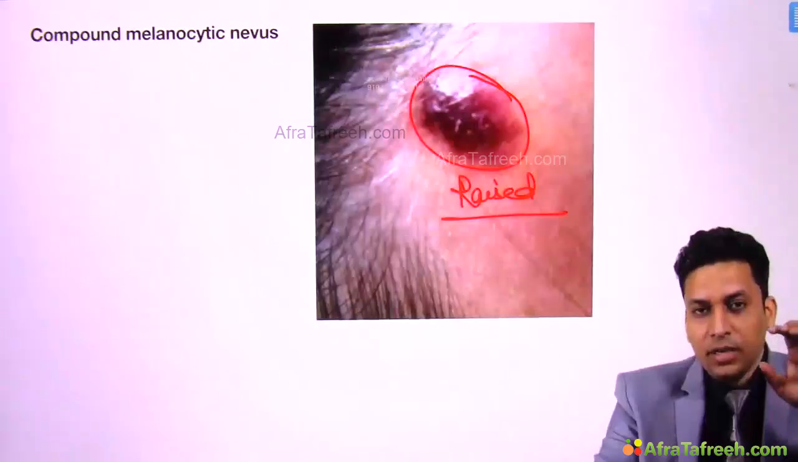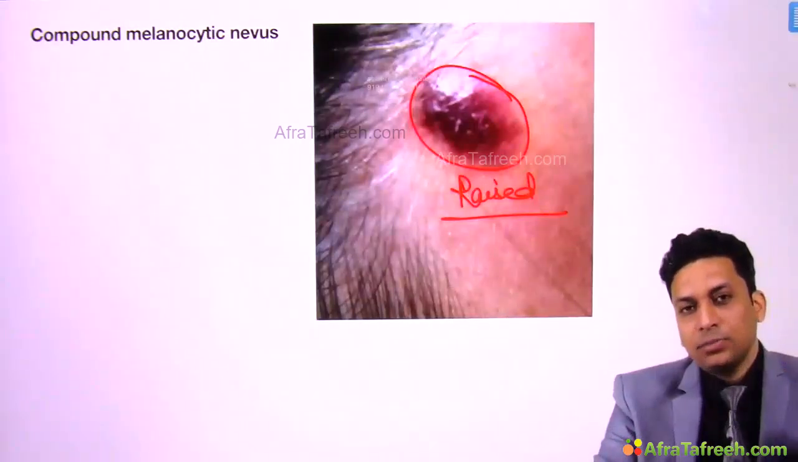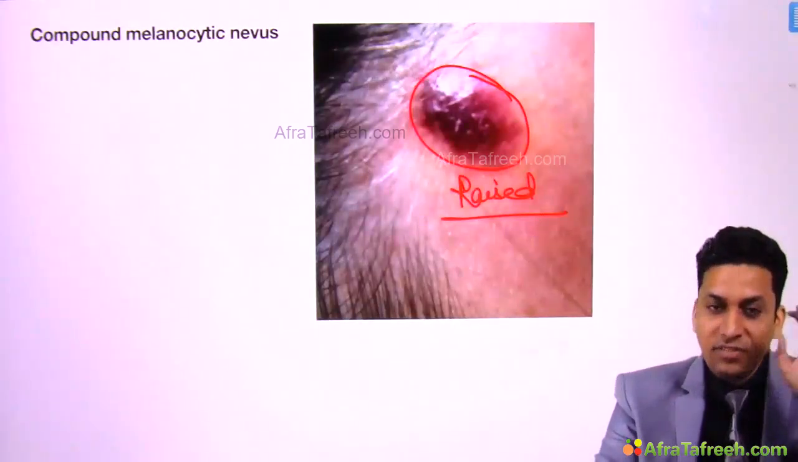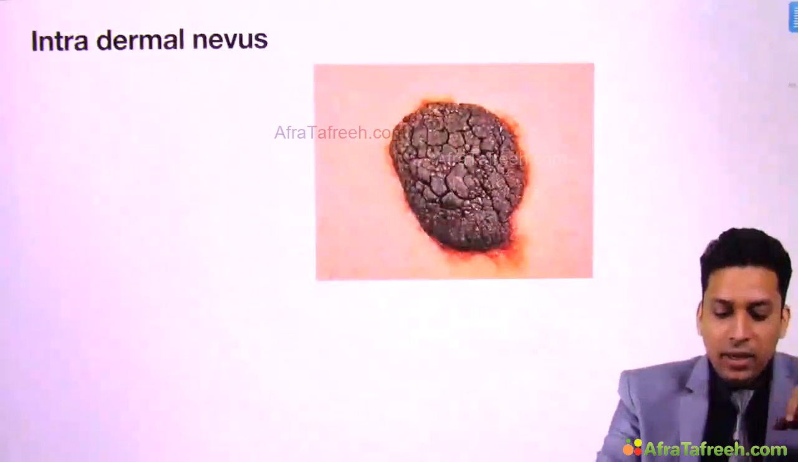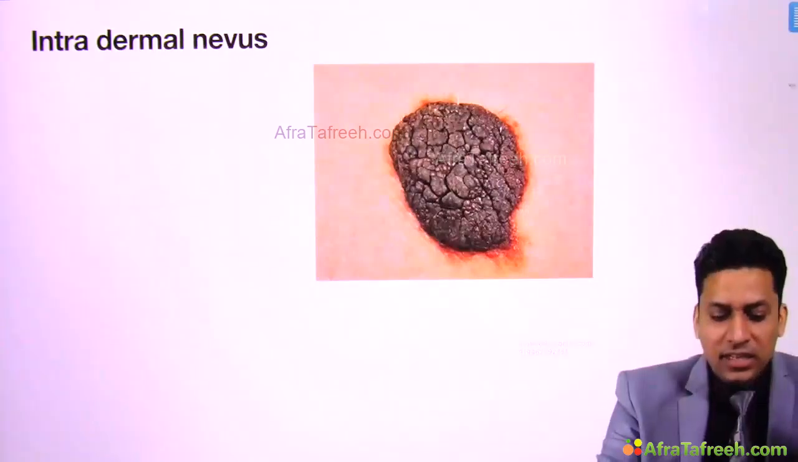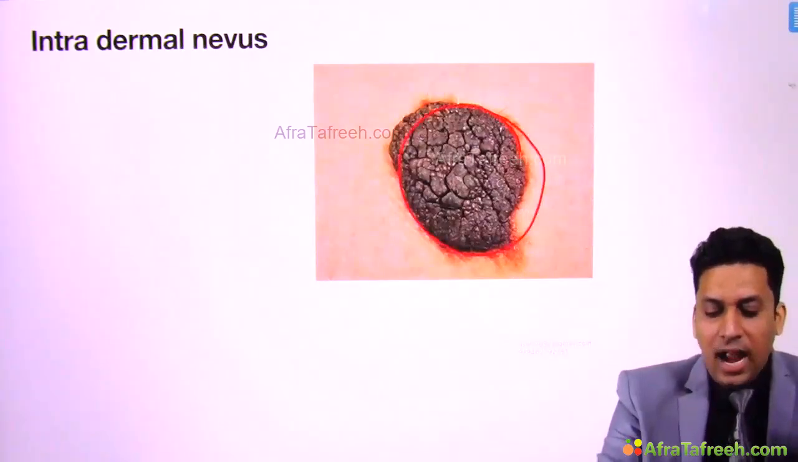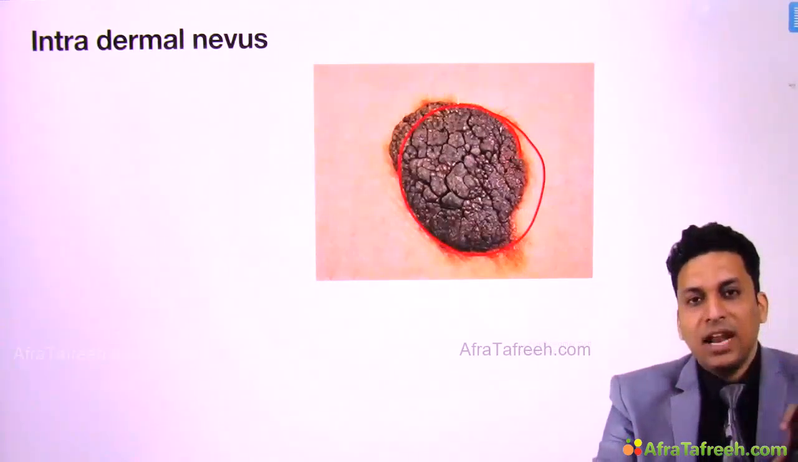Okay, this is compound. Here, if you do biopsy, you will get melanocytes both in the dermis as well as in the junction. But if they are present only in the dermis, they might sometimes be skin colored also, but generally they are dark, and it is due to presence of the melanocytes in the dermis.